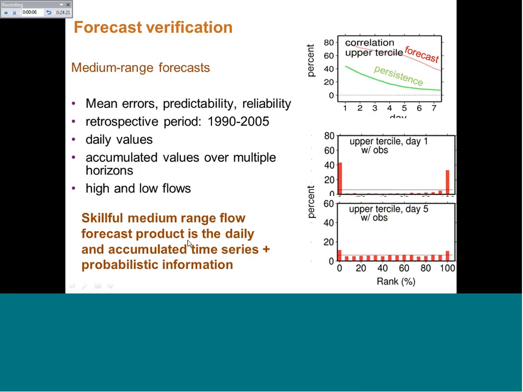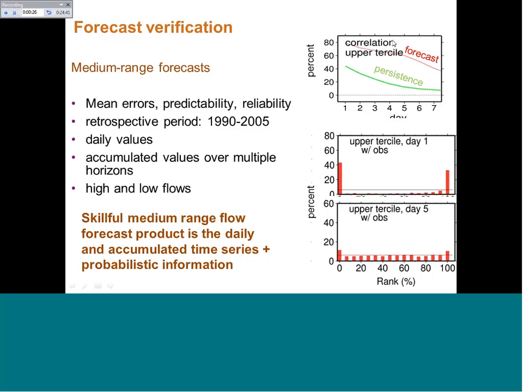We do forecast verification for medium range as well. I need to hurry up a little bit. So we have the mean errors, predictability, and reliability. We are looking at a few more metrics for those medium range forecasts. We are looking at different accumulated values, and we are looking at different flow categories, low and high flows.